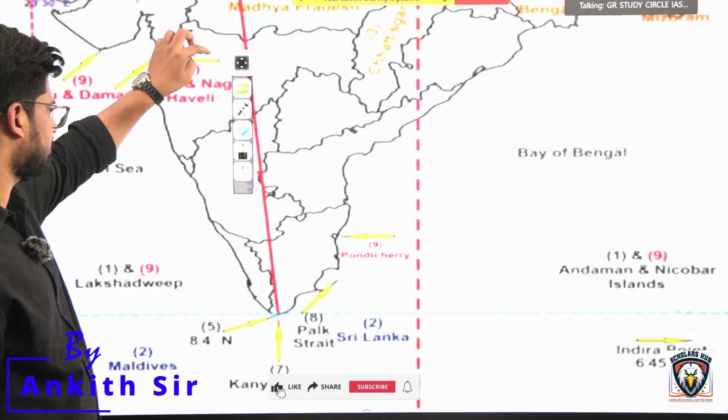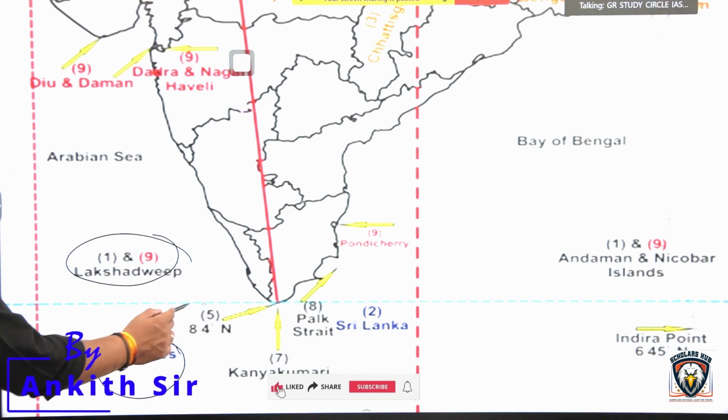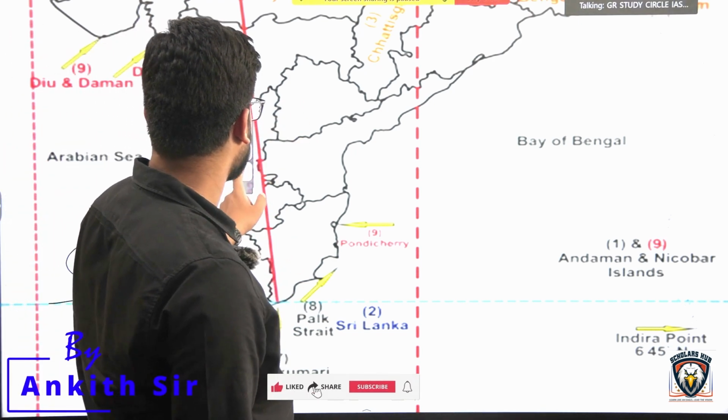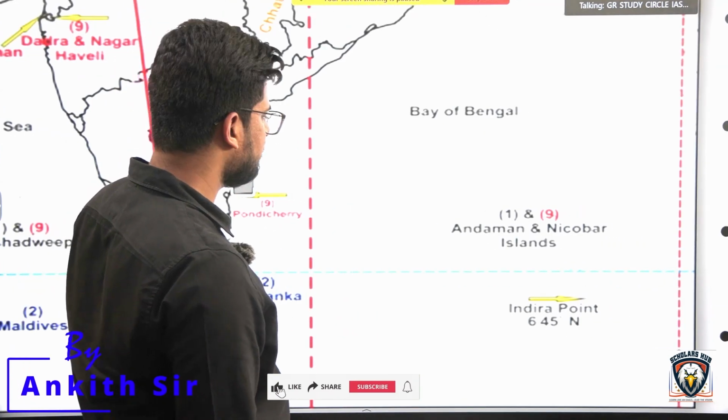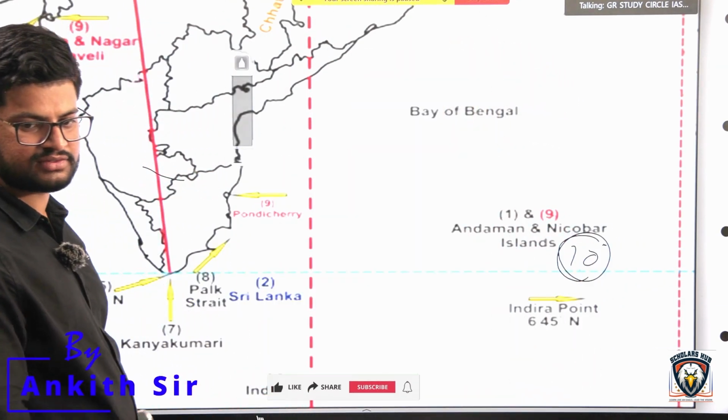Similarly, Lakshadweep and Maldives are separated by which channel? It is the 8 degree channel. We'll discuss these topics in islands also, just for your information. The Andaman and Nicobar groups of islands are separated by the 10 degree channel, and Lakshadweep and Maldives by the 8 degree channel.